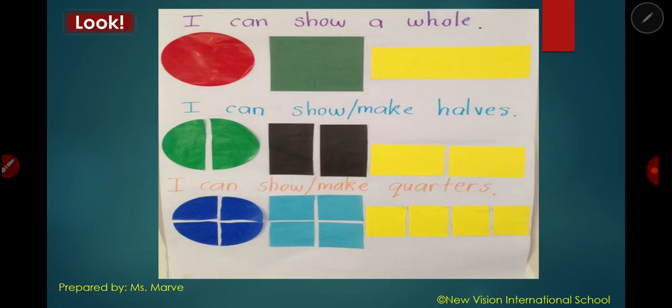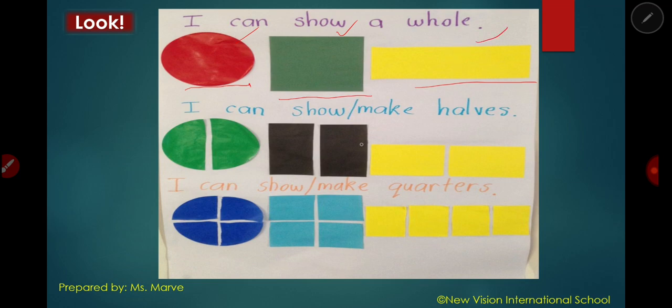Understood? So here, look at this example. I can show a whole. So this is a whole, right? And this is also a whole, right? And this is also a whole. Can you name the shapes? A circle. Very good. A square. Excellent. And a rectangle. Good job.